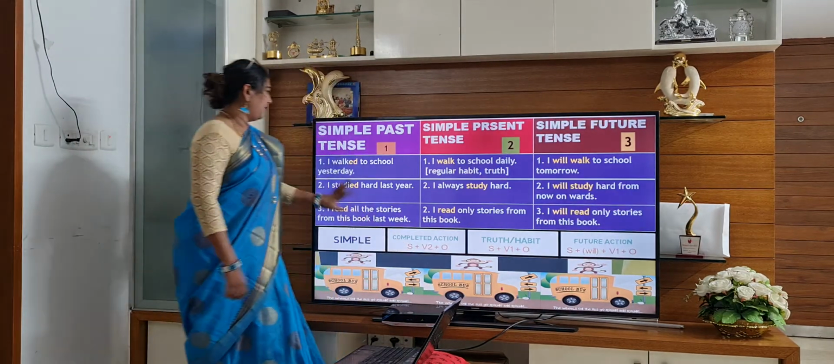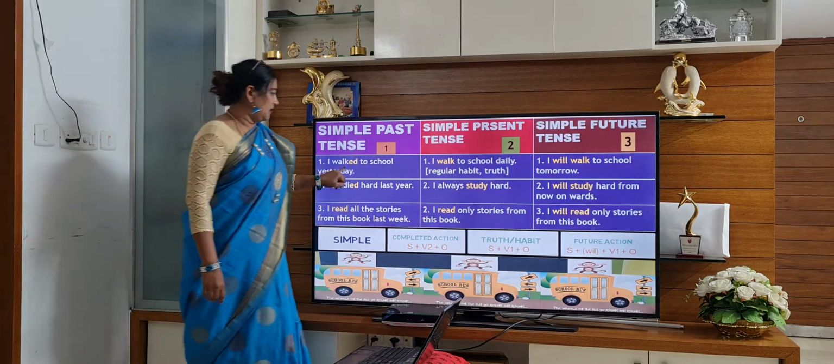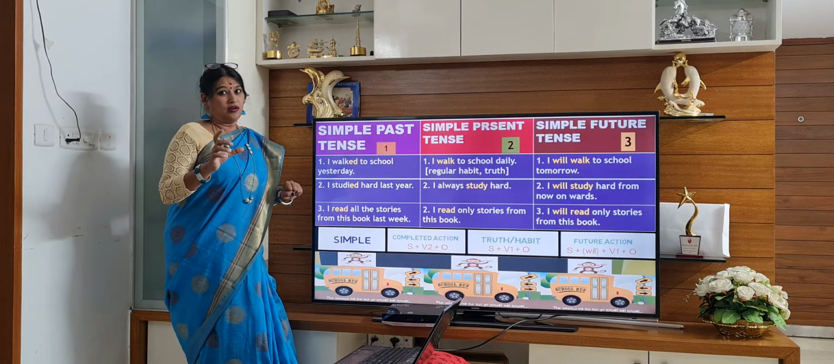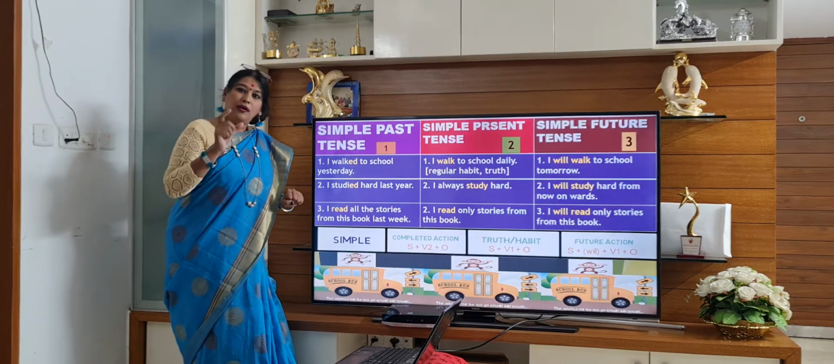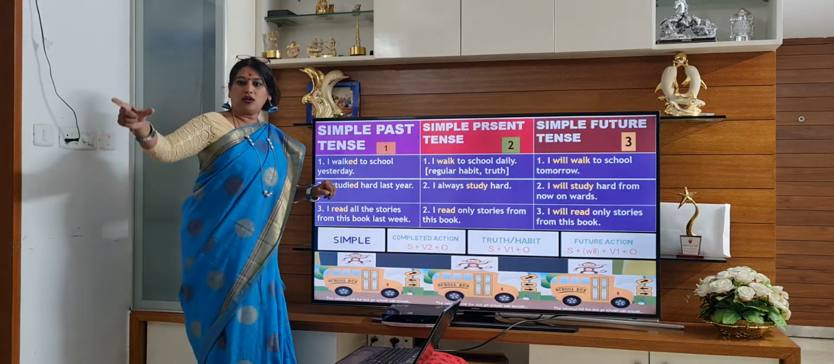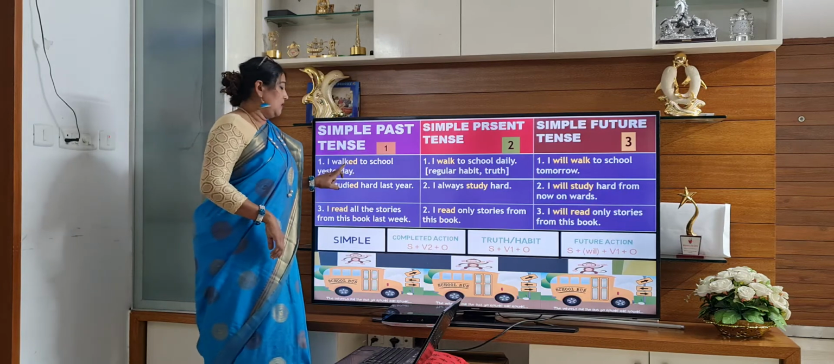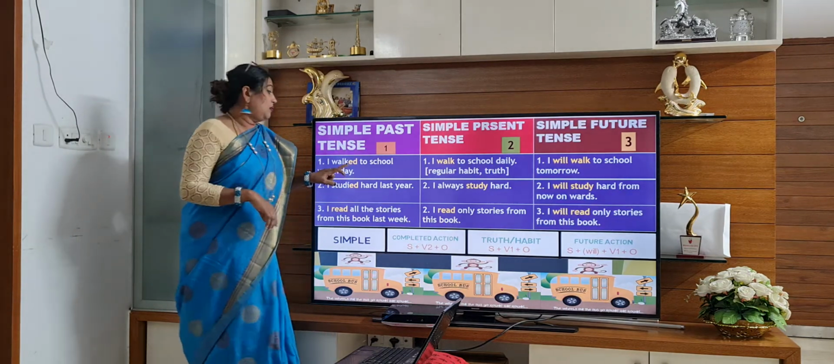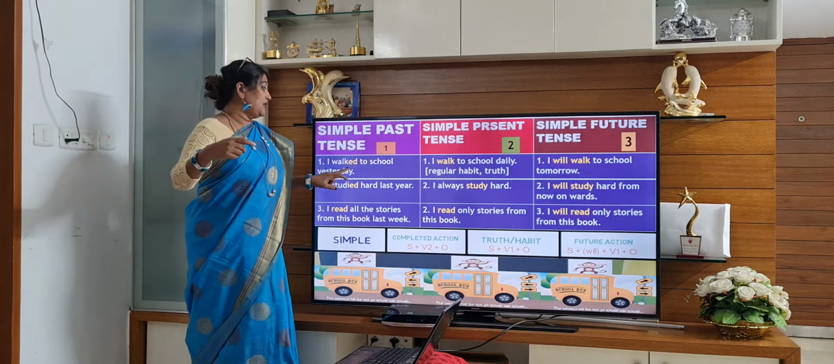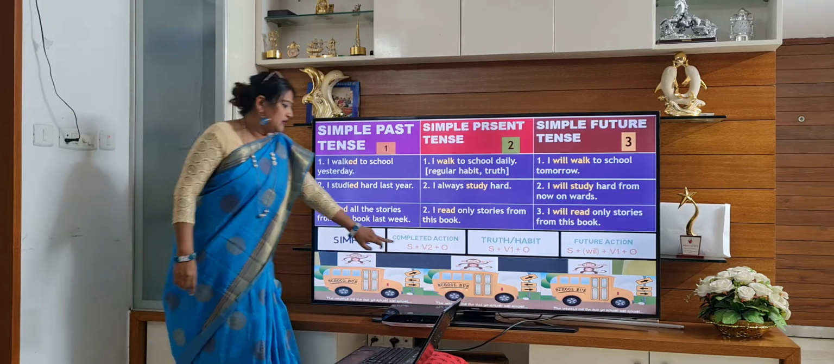Okay, see. I walked. See here. Walk, walked, walked. What is the first form of the verb? Walk. What is the base verb? Walk. Base verb is the first form of the verb. W-A-L-K, walk. W-A-L-K-E-D is the second form and the third form is W-A-L-K-E-D. Walk, walked, walked.